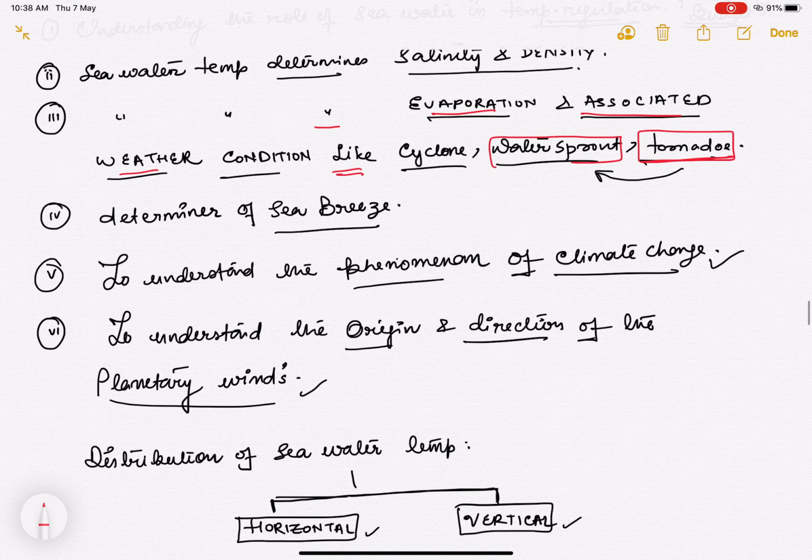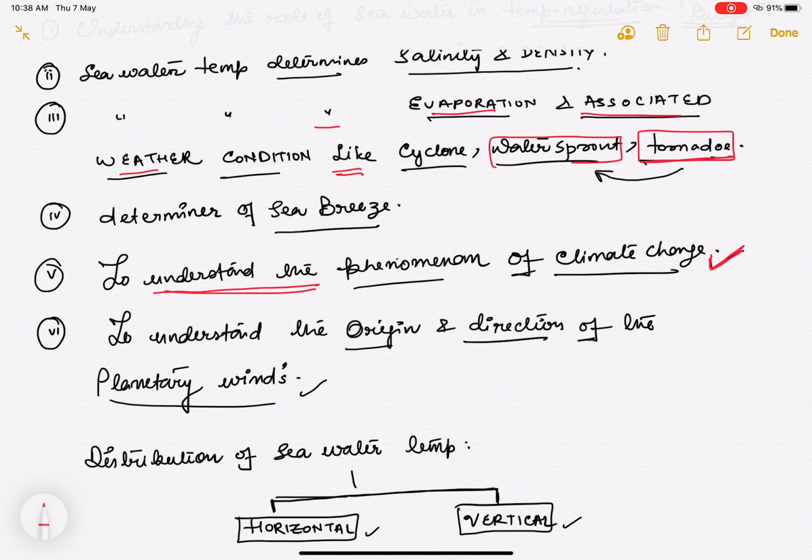Next, determiners of sea breeze. I hope you know that the sea breeze is nothing but the wind blowing out of the sea during the diurnal period. Diurnal means during the daytime. Next, to understand the phenomenon of climate change. This is very, very important. See, the ocean remains one of the major absorbers of the temperature of the earth's surface. Hence, with rising temperature, the climate change pattern is more likely to affect us. And to understand this climate change, we can start by understanding the temperature of the oceans.